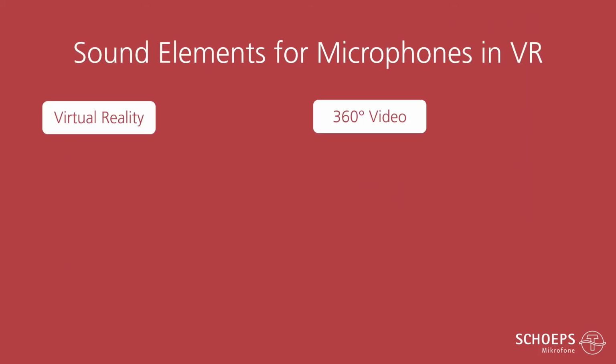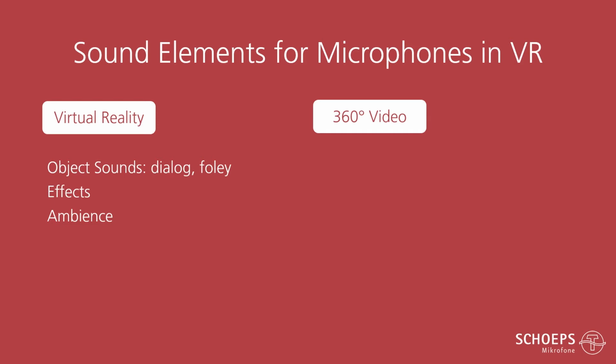So what are those sound elements that we're working with here in VR or 360-degree videos? I split them up again into two groups now. So there's virtual reality on the one side, and now also 360-degree videos on the other side. They differ a little bit here. That's why I put them into two columns. So what are the sound elements for the microphone techniques that we have to deal with in VR here?